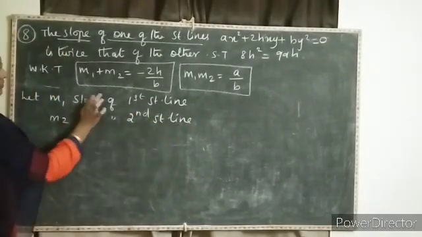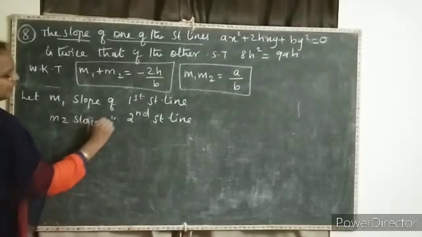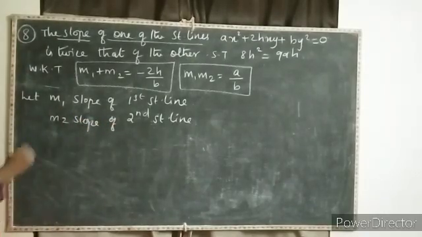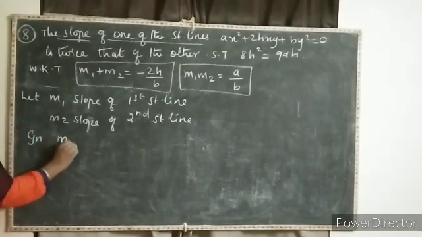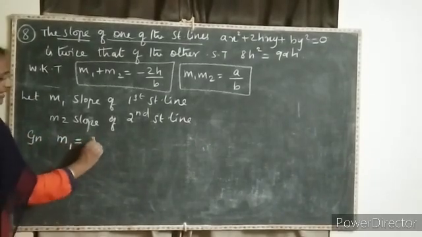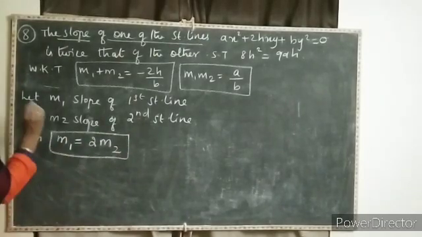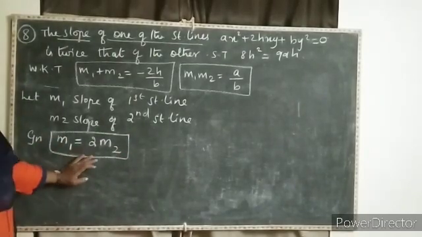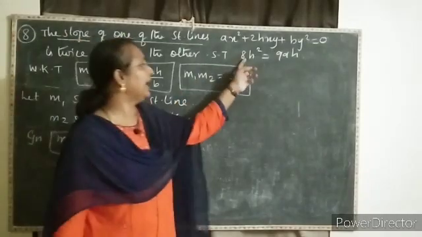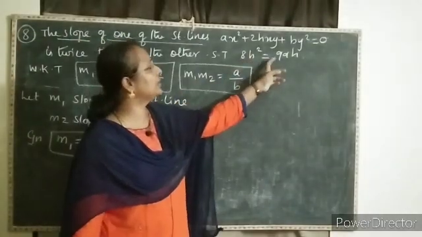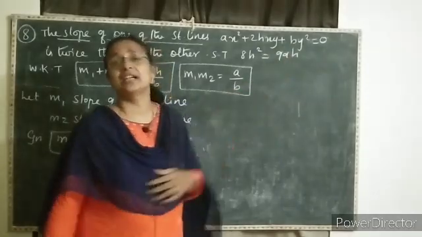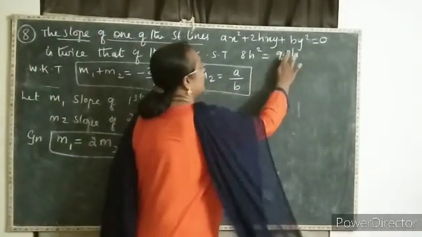Okay. So we are going to say that these are the slopes. Now it is given to be m1 is equal to twice of m2. With the help of this information we have to prove that 8h squared is equal to 9ab.